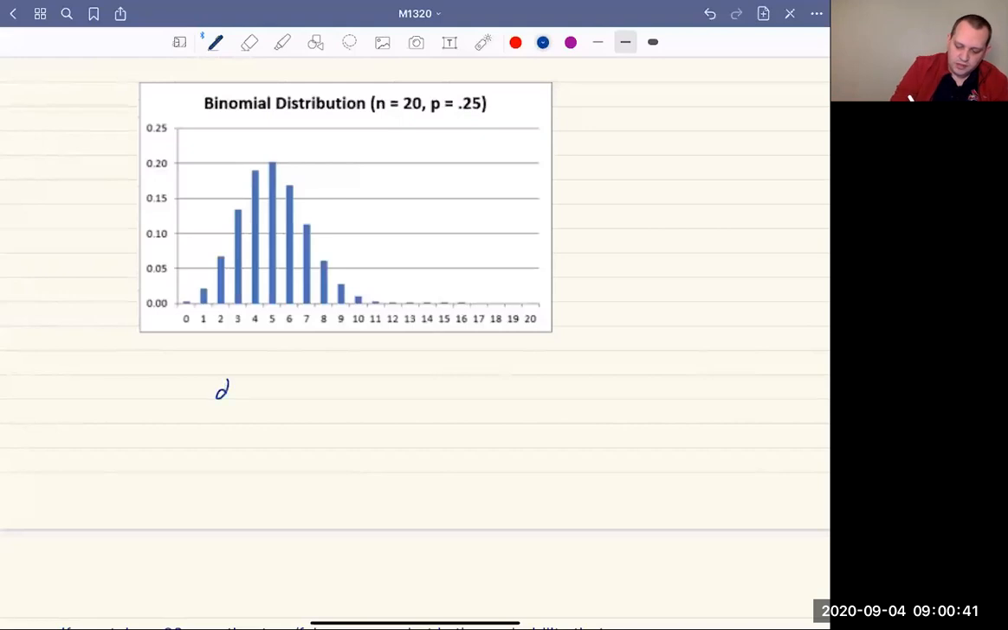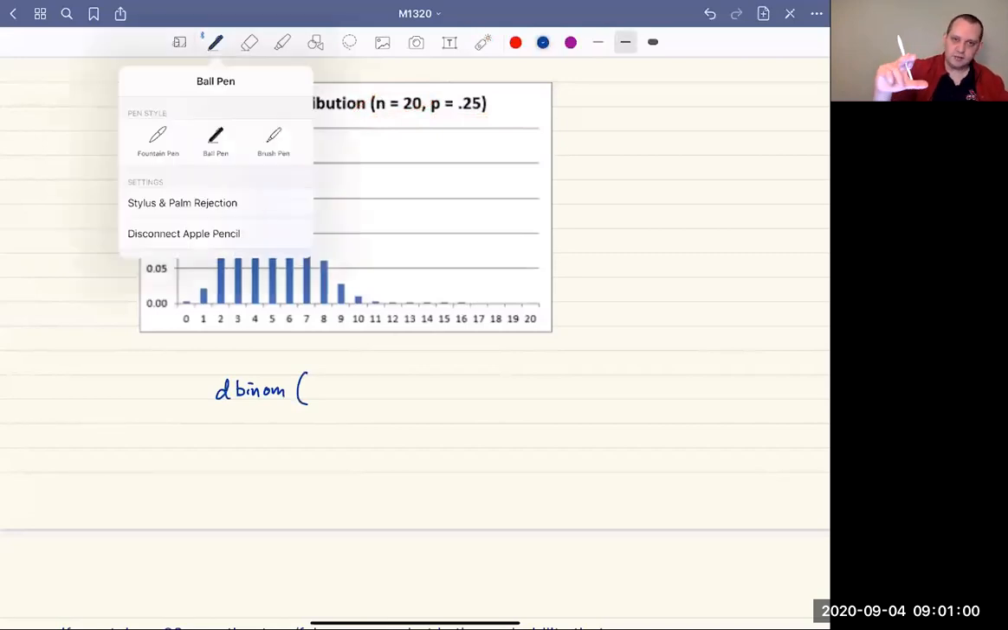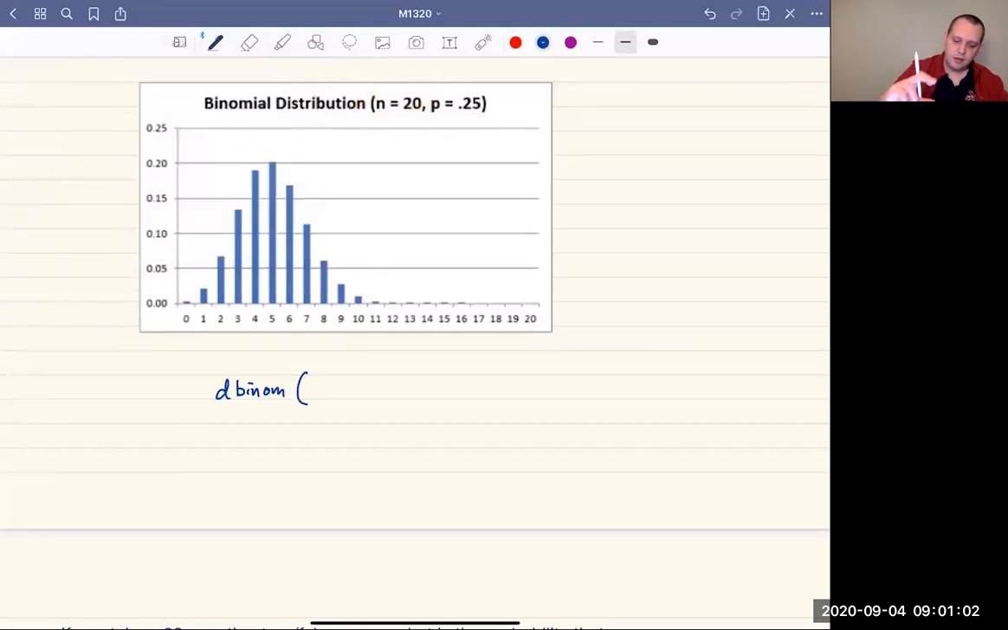So the D binomial function, by the way, this is a graph of the binomial distribution with 20 trials where the probability of a success is 1/4. And so we get this graph. Each of these heights is the probability. So the probability of 4 successes is something like that, like 0.18.